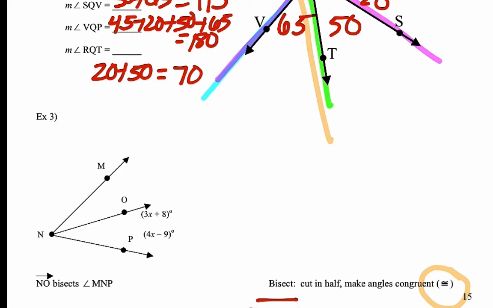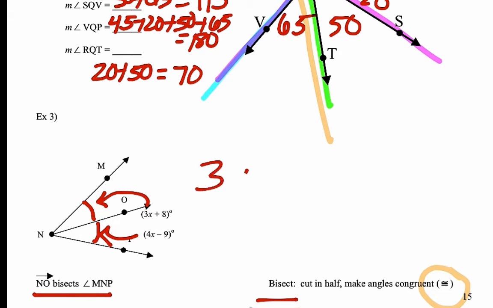So over here it gives me information. It says ray NO is bisecting angle MNP. So what I like to do is mark that. Bisect means that it cut this angle in half, or in other words, made those two angles congruent. So I put congruency markings on them. Well, the 3x plus 8 was angle MNO, and the 4x minus 9 was angle ONP. If those are congruent, that means they're the same, and if they're the same, then they have equal measurements.